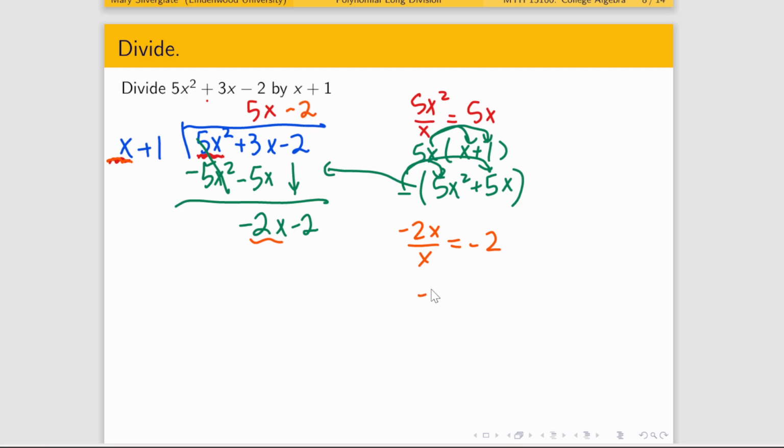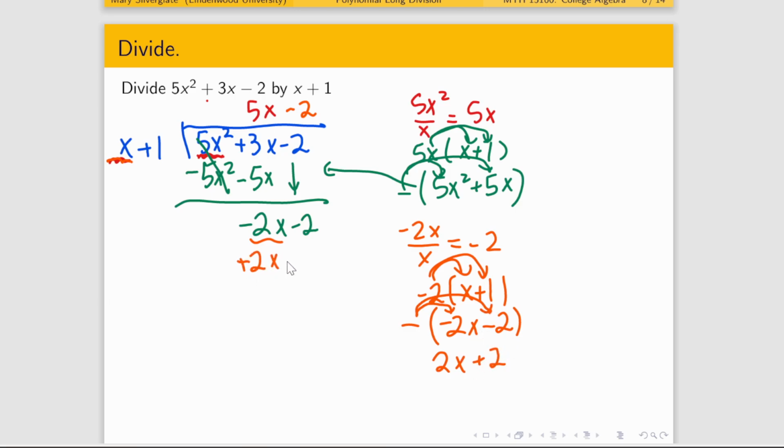Then off to the side, you want to multiply negative 2 times x plus 1. Negative 2 times x is negative 2x. Negative 2 times 1 is minus 2. And then you need to subtract the entire result. So I need to distribute: minus a negative becomes adding 2x. Minus a negative becomes adding 2. So I do plus 2x plus 2 to subtract negative 2x minus 2. Negative 2x plus 2x makes 0. Negative 2 plus 2 also makes 0.